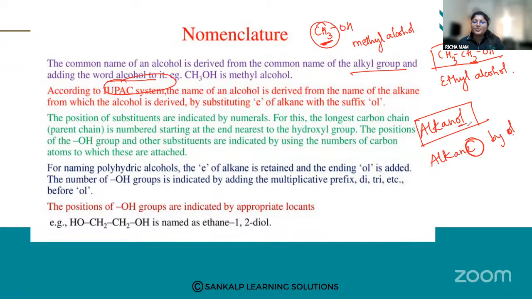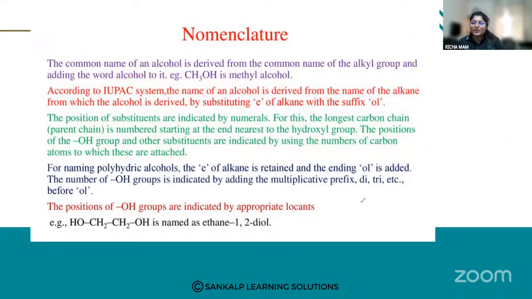Suppose I have this compound, CH3CH2CH2OH. What is the common name? 1, 2, 3 carbons means propane, but this is an alkyl, so it is a propyl, and then you have an OH group, and it is an alcohol.